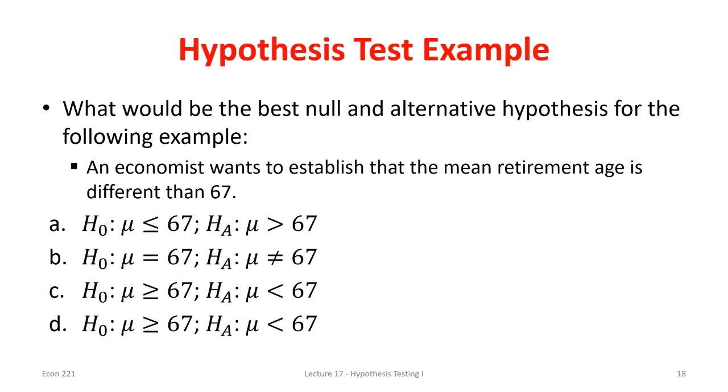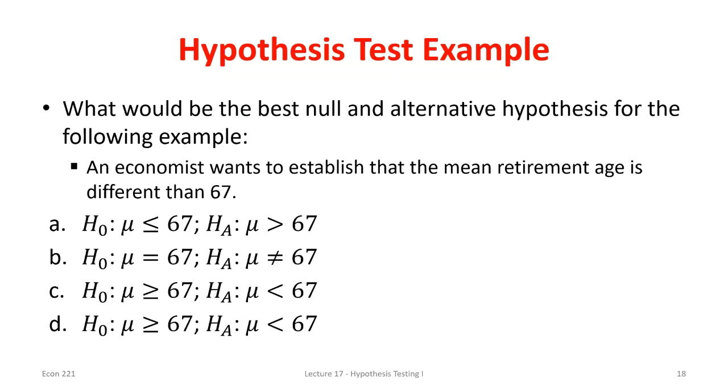Okay. So what if instead the question I was interested in is, an economist wants to establish that the mean retirement age is different than 67. So if I'm saying different than 67, that's what I want to test for. That's what I want to find. What am I really saying there? I'm saying is the mean retirement age anything other than 67, not equal to, right? So that's my alternative hypothesis, right?